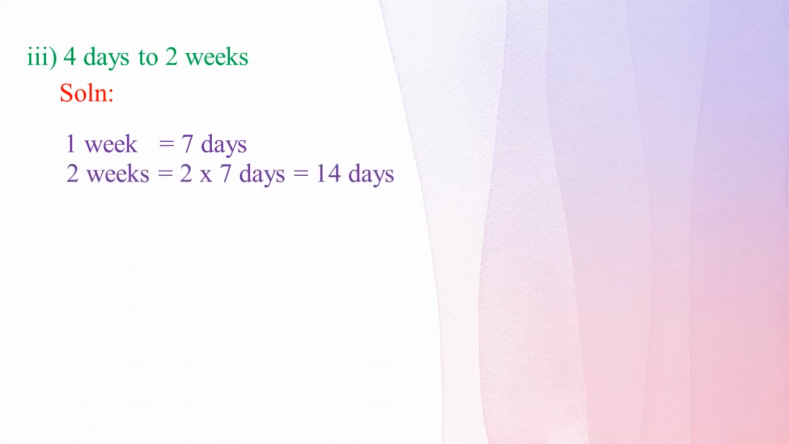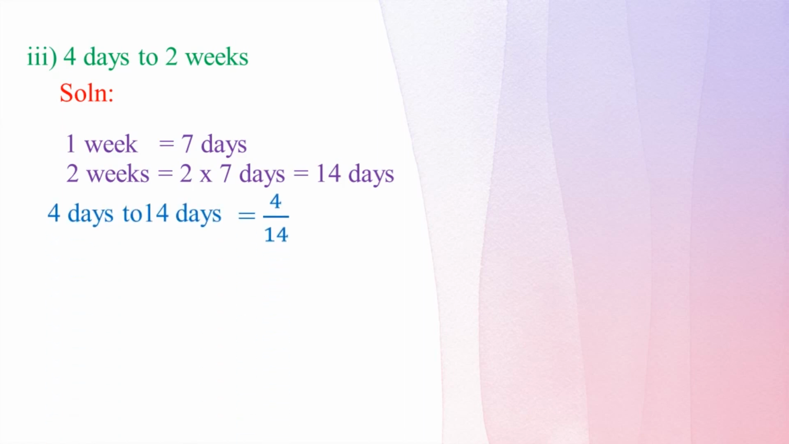Third one, 4 days to 2 weeks. Here we have different units. One is in days, another is given in weeks. Day is smaller when you compare with weeks. 1 week equals 7 days, so 2 weeks means 14 days. So 4 days to 14 days.